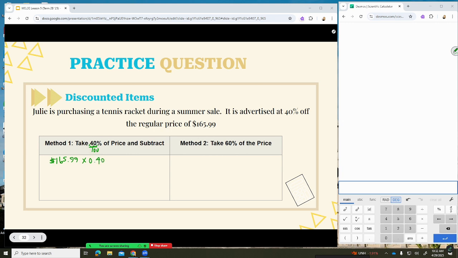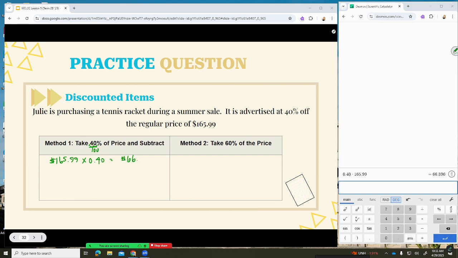If you're standing there in the store and you've got your smartphone and you want to calculate, you can do your 40% button. Otherwise, you can use your smartphone and you can type in what is 0.40 times $165.99. The discount amount would then be $66.